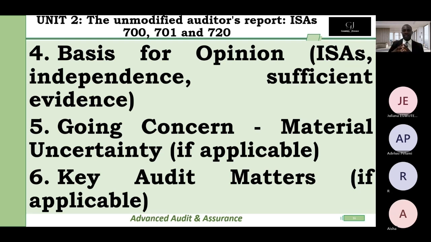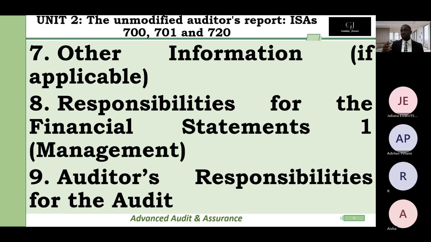Then key audit matters, if applicable. Key audit matters that need attention, or that management, the stakeholders and the board need to be aware of, will come under this section. And other information that is relevant and applicable would also come under the key audit matters. Number 8 is responsibilities for the financial statements. Who is responsible for preparation? Is it management? Predominantly it's management that is responsible and not the auditors.